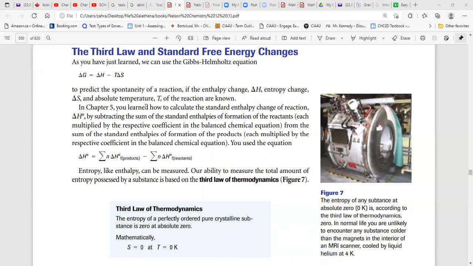formation. So the standard enthalpy change of the reaction, delta H0, is n multiplied by delta H of the products minus n multiplied by delta H of the reactants. We have done it before.